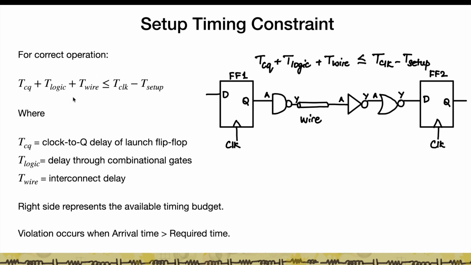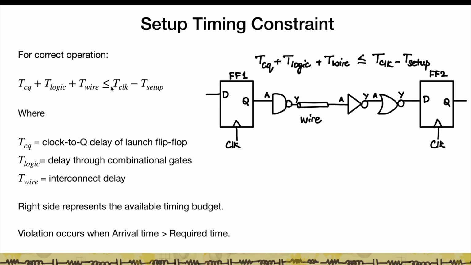If the left side is smaller, data arrives before the deadline, the path passes. If the left side is larger, data arrives after the deadline, you have a setup violation. Everything in setup timing analysis comes back to this inequality.